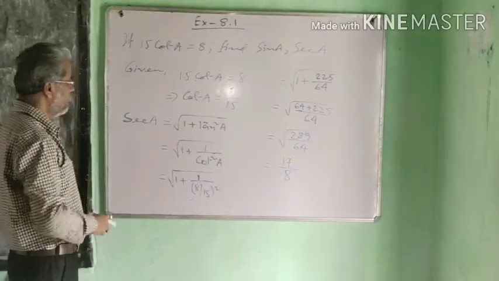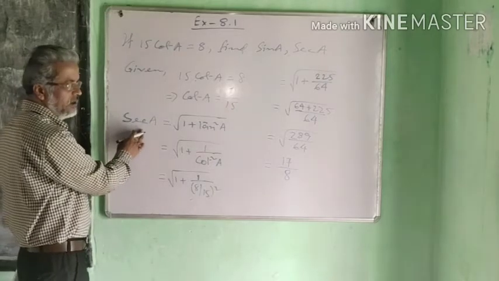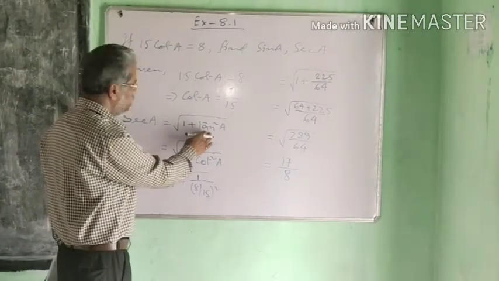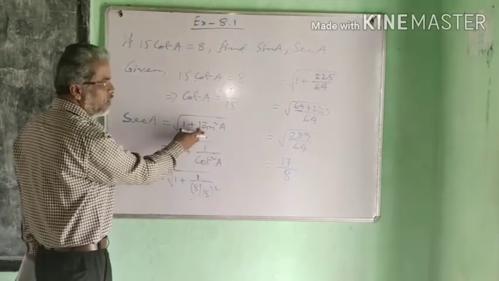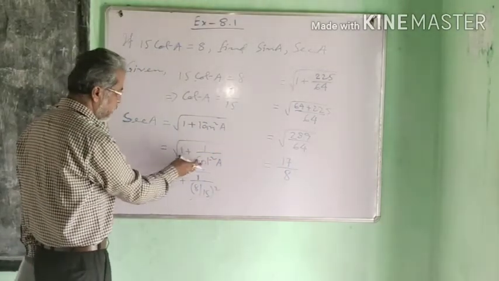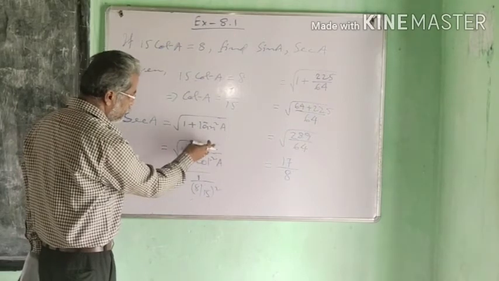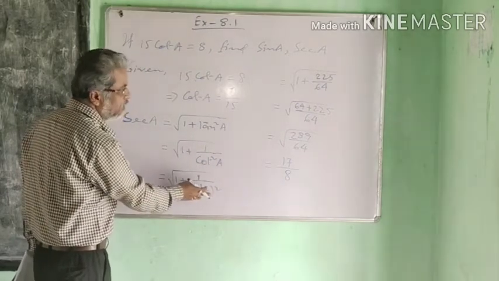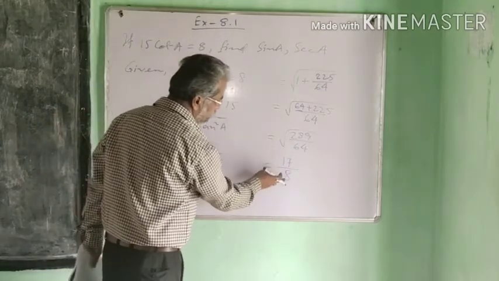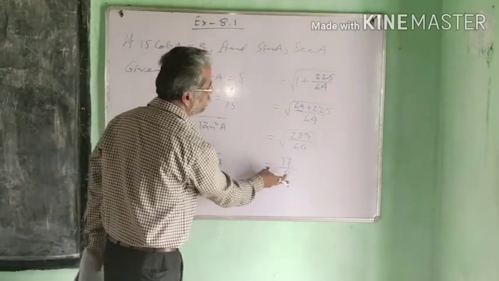How? We transformed sec A into tan A first. Sec A is root over 1 plus tan square A. Then we transformed tan A into cot A, so tan square A is 1 by cot square A. And then we put the values and simplified. After simplification, we got the result 17 by 8.